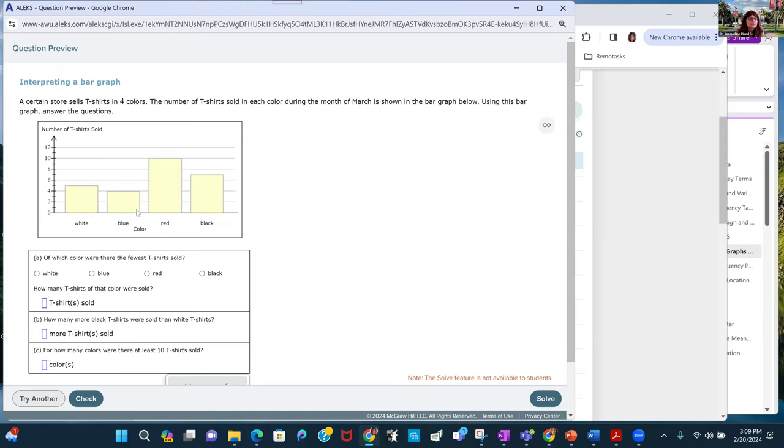Number of t-shirts sold in these different colors. Which had the fewest? So that's going to be blue. How many of those? There are 4, etc. Okay. At least 10. So that means 10 or more. And there was one color.